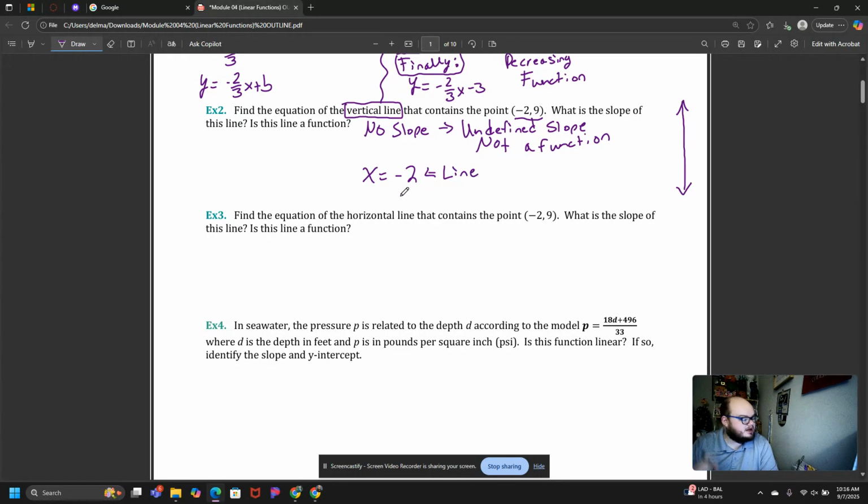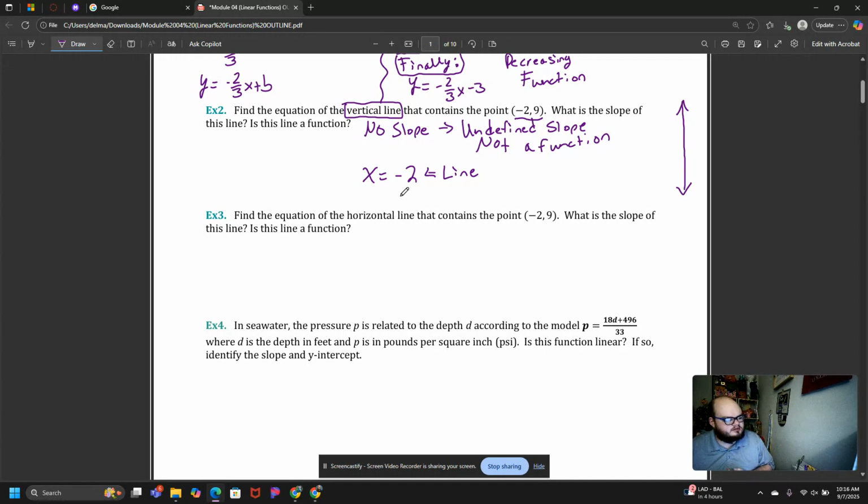Because a vertical line doesn't have anything else. It doesn't have a y. It's just that x, and it's cutting through some x on our coordinate plane. Now find the equation of the horizontal line that contains the point (-2, 9).